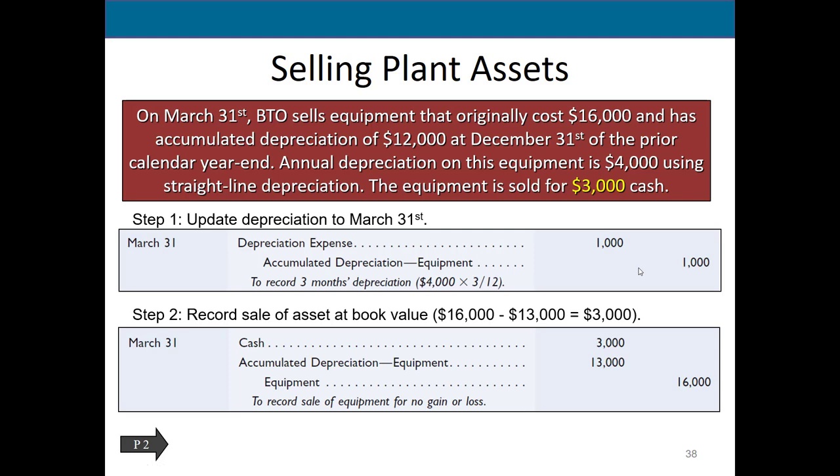Now I've got to dispose of the asset. I've got to record the sale. First step is to book the cash. Why? Because I know the cash. I'm really good at knowing cash. I sold it for 3,000. That means cash has a debit of 3,000. Then I take the accumulated depreciation off the books with the debit. There it is, 13,000. Then I take the equipment off the books, and it was 16,000. And obviously, because my book value is 3,000, I have no gain or loss, right? I don't need a plug number, so I'm done.